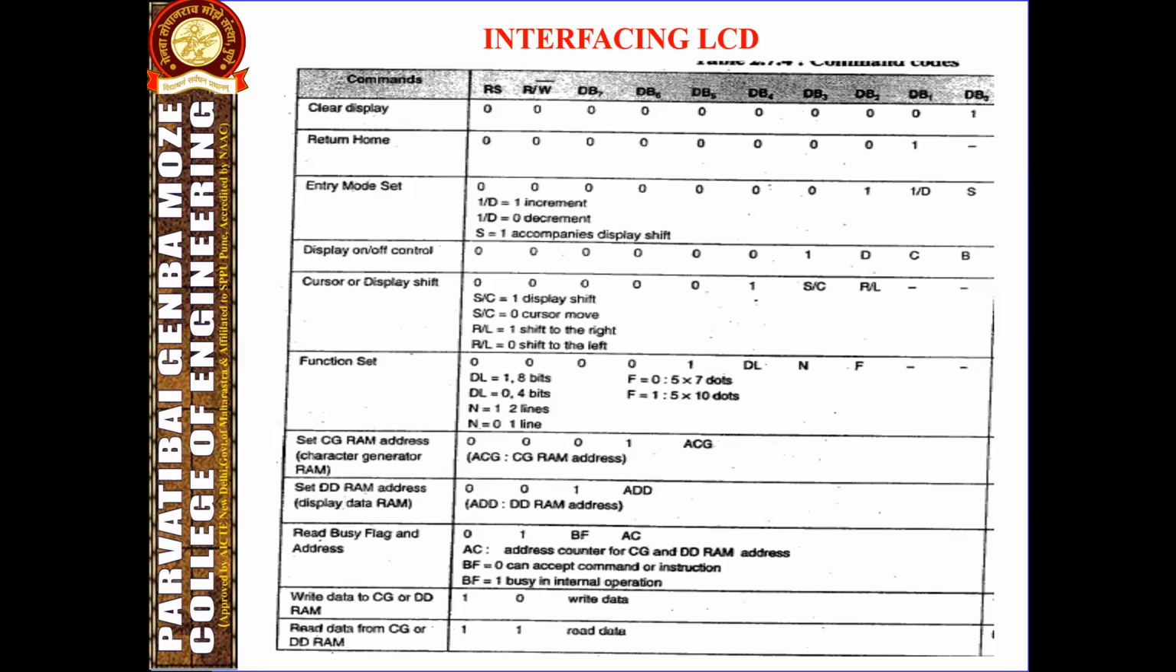Let's see the next command code, for returning home. We have to perform the same operation, and we have to make this bit high. If this bit is high, it sets the display data RAM address to 0 and returns the cursor to the home position, and the display data RAM contents remain unchanged. Then the next one is entry mode set.